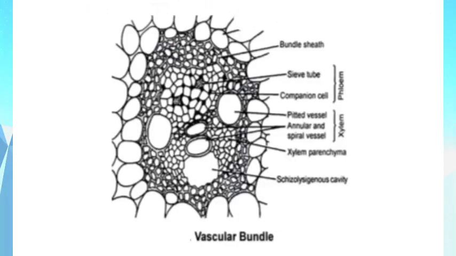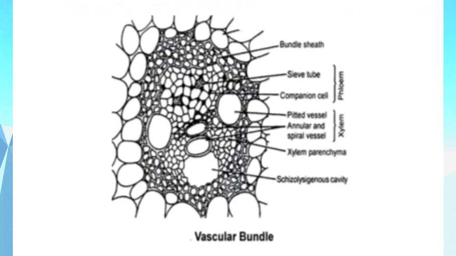Let's see the diagrammatic representation of a vascular bundle, which is round or oval in shape. This vascular bundle is covered by a sclerenchymatous protecting sheath, which is called bundle sheath. Within that, it contains conjoined, collateral, closed type vascular bundles. Here xylem and phloem are both present on the same radius.